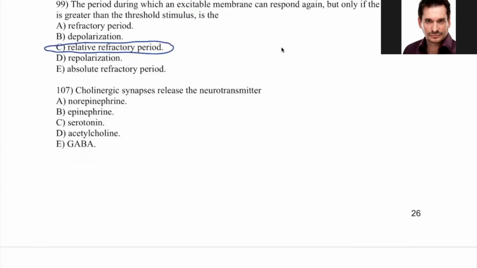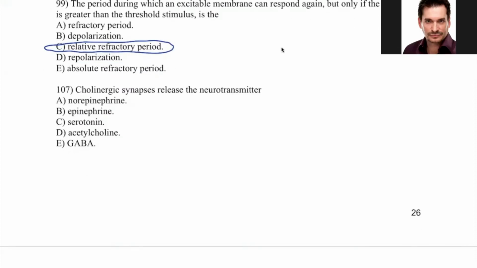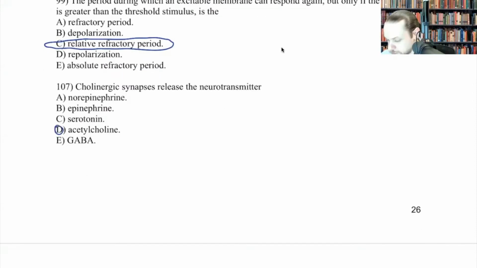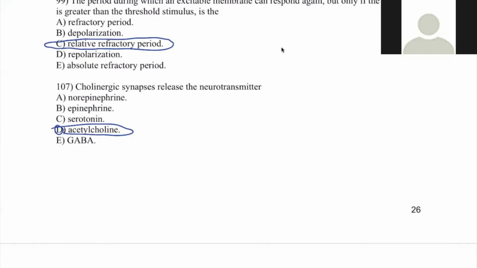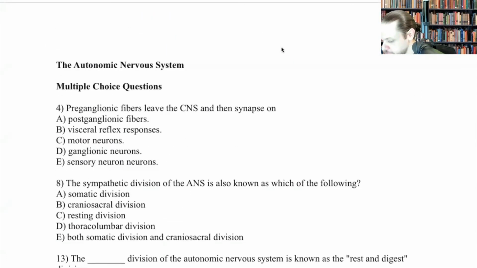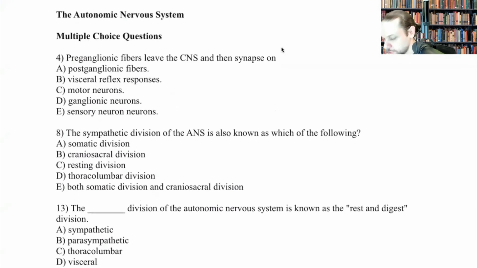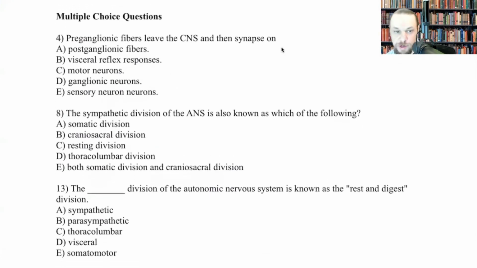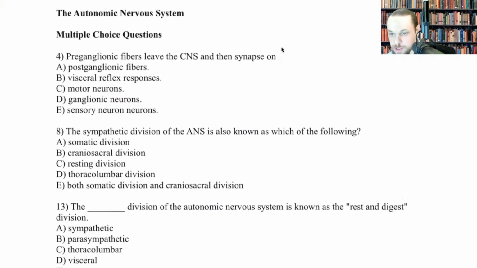Cholinergic synapses release the neurotransmitter acetylcholine. Very good. So that's primarily in neuronal cells, right? Acetylcholine. Yes, and cholinergic synapses, that's what they release. Very good. So this is the autonomic nervous system. Also very important in pharmacology, right?